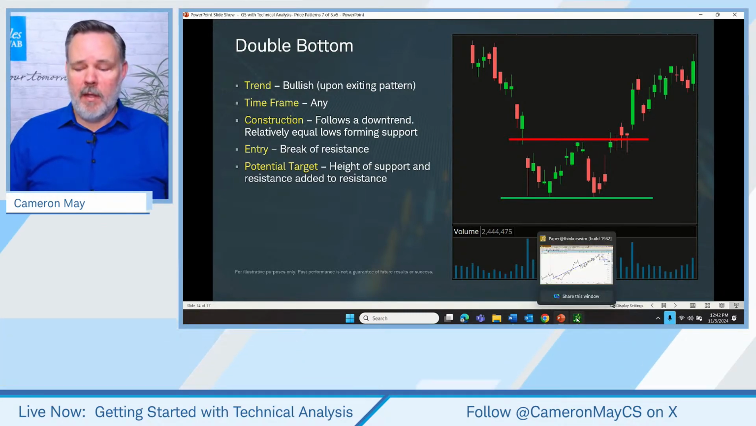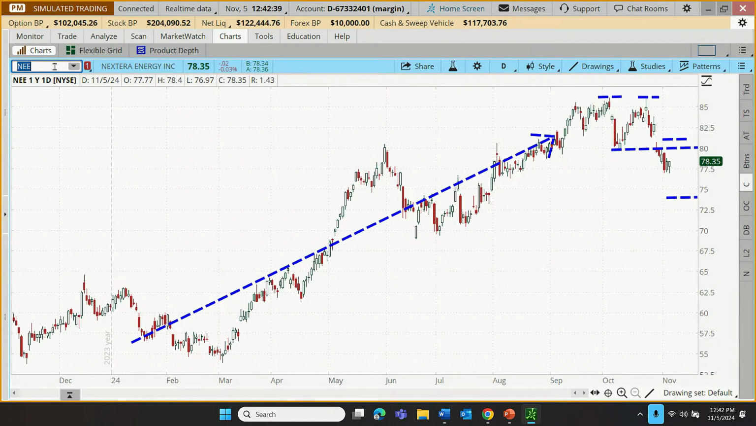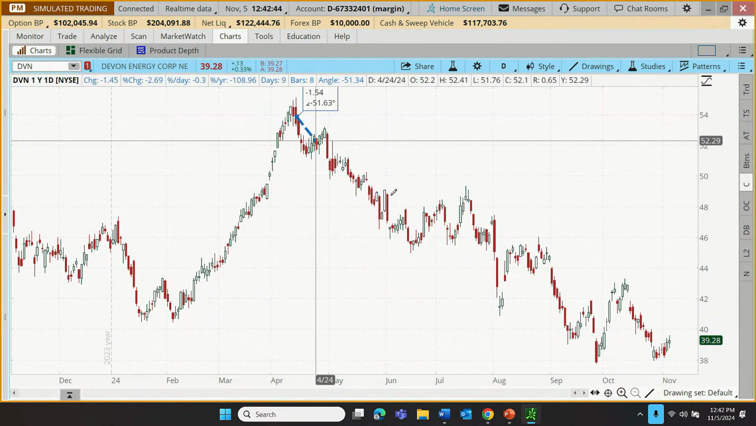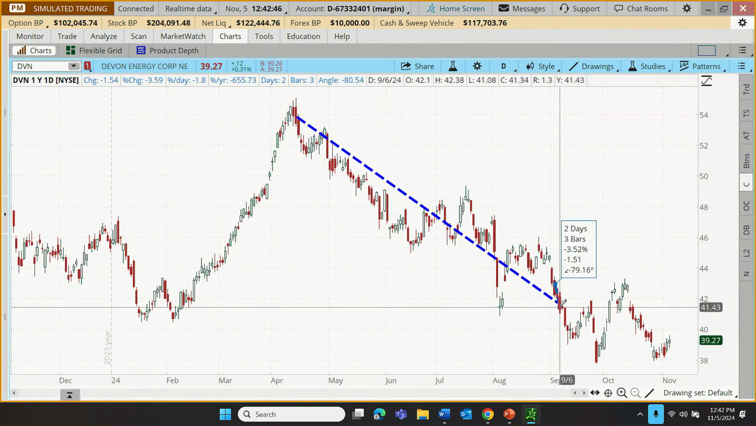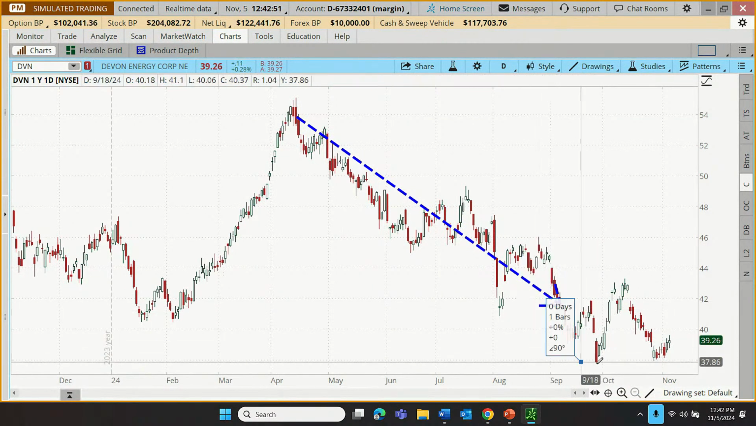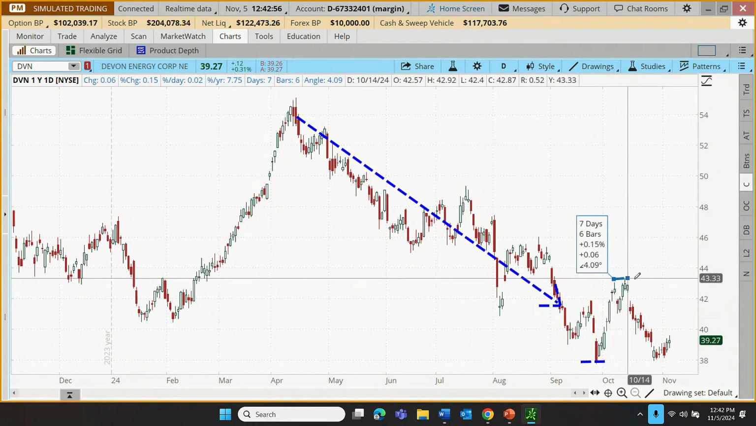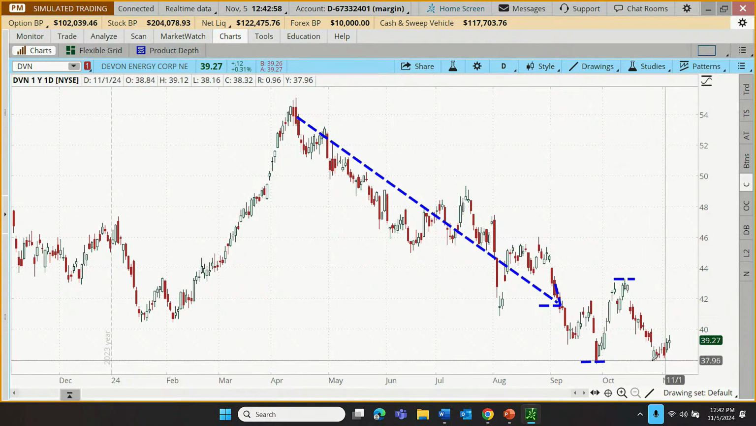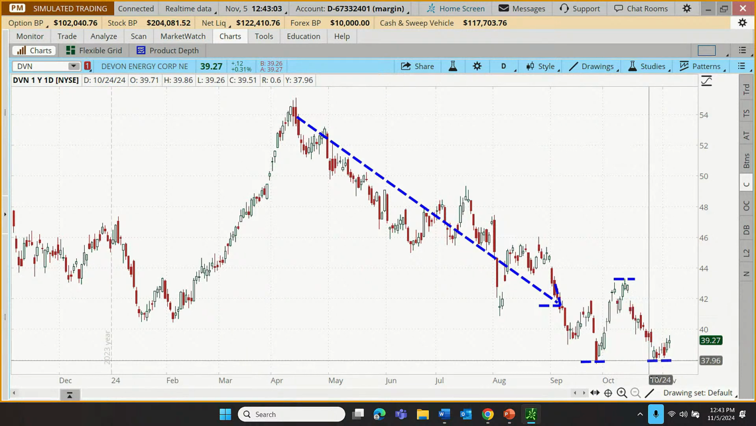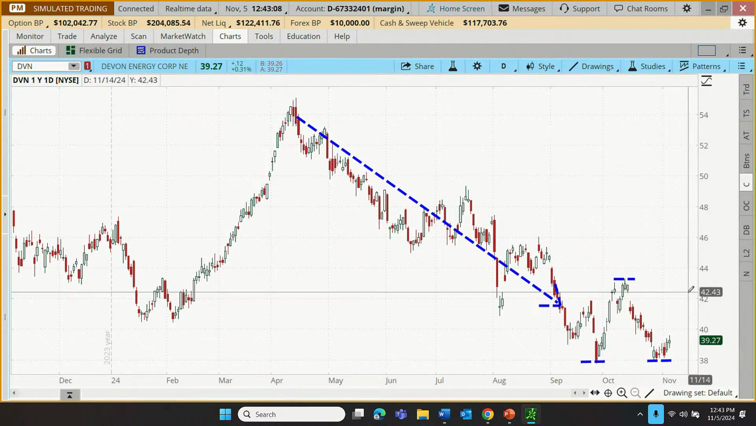So here's how it might look like on a real chart. So we had NEE for the double top. Let's look at DVN for our double bottom. Here we have a stock that's just been going down. We've hit one low here. Price rallied up, hit a peak, sold off to quite a similar low, right around that $38 level. And so the trader might have question mark. Ooh, this might be the start of a new bullish trend.